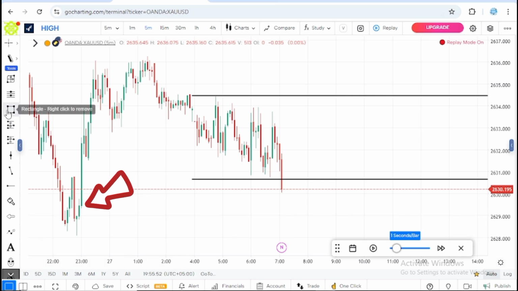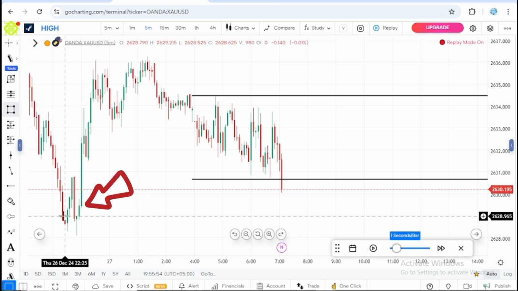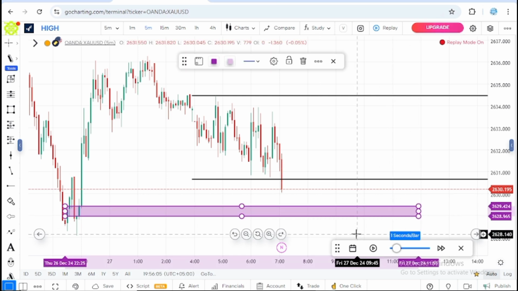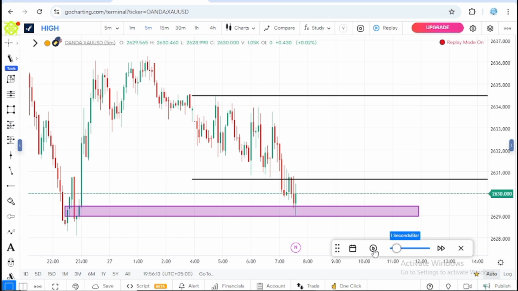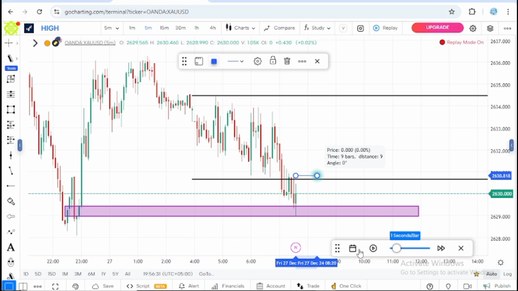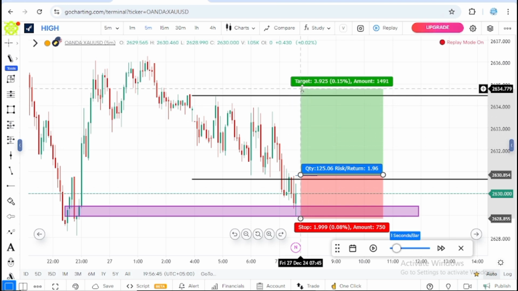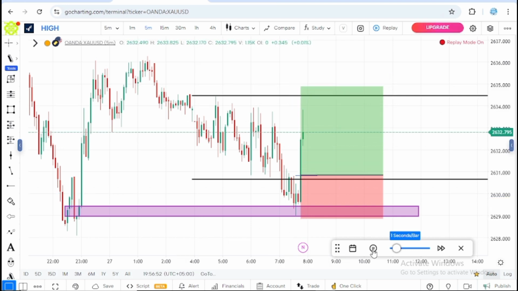As you can see here, we have a 5-minute FVG, so we will mark it out. Price reaches the FVG. We will enter when this high gets broken, indicating a market structure shift, and we'll place our stop loss below the FVG. So let's play it. As you can see, it beautifully hit our target.